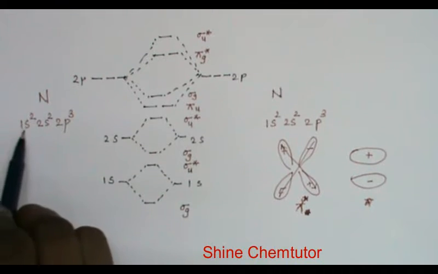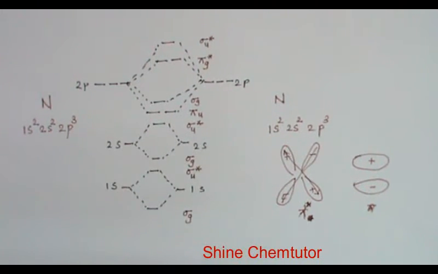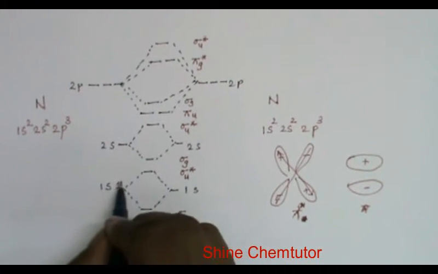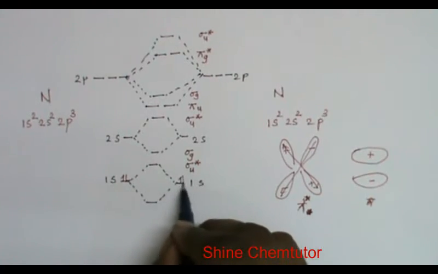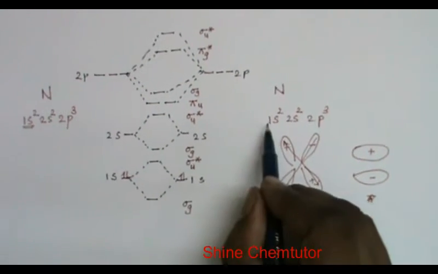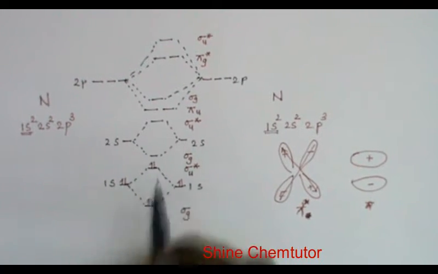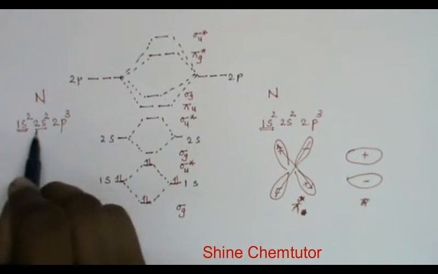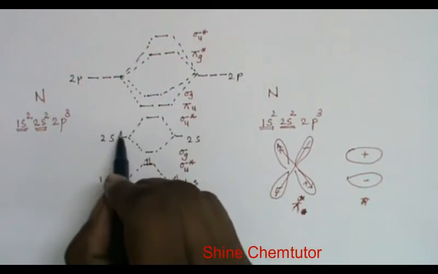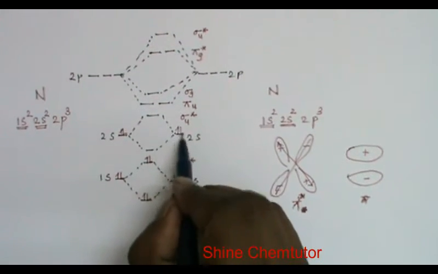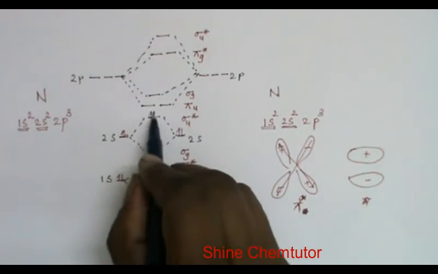Now I have to place these electrons in the molecular orbitals. Here I have 2 electrons. Here also I have 2 electrons. That is from here 1s, 1s. So I place that here. So total 4 electrons I have placed here. Similarly 2s, I have 4 electrons that I place here.